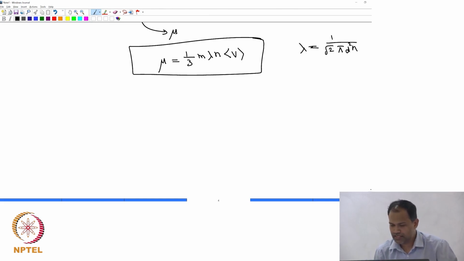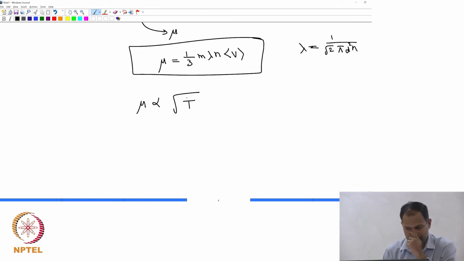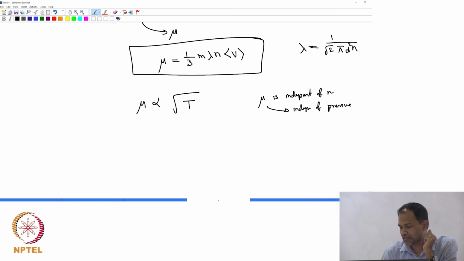The other thing is that viscosity comes out to be proportional to root T. In fact, if you substitute this lambda here, mu is independent of n. You can see that, right? So, mu is independent of n. Another way of saying this: mu is independent of pressure once the temperature is fixed.